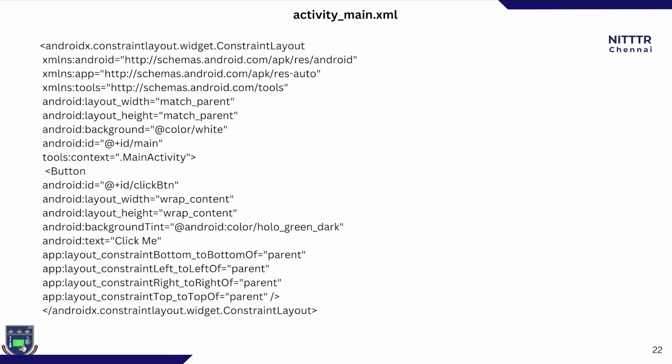Here we have to include the button for doing the actions. Next we have to declare the code which is relevant to the button. The button will mainly display the label "Click me". Next we have to mention the color of that button. After that we have to mention the constraints, the statements like app:layout_constraint. This will center the button both vertically and horizontally.